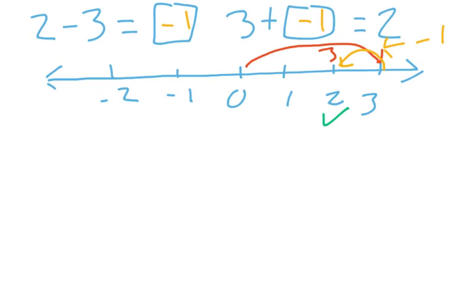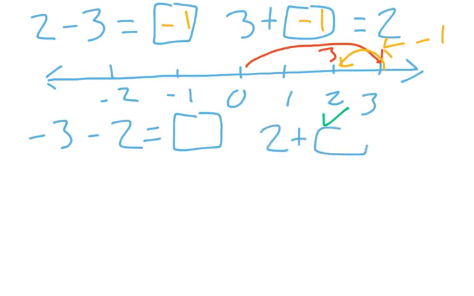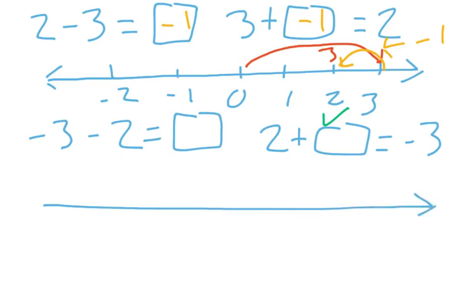Let's try another one. Let's look at -3 minus 2. What is that equal to? Well, what do we add to the subtrahend in order to get the minuend? What is the missing addend? So here we would start with an arrow that represents 2, and we would think about what arrow do I need to add to that in order to end up at -3.